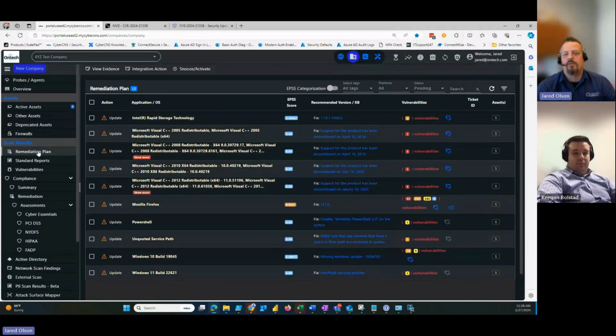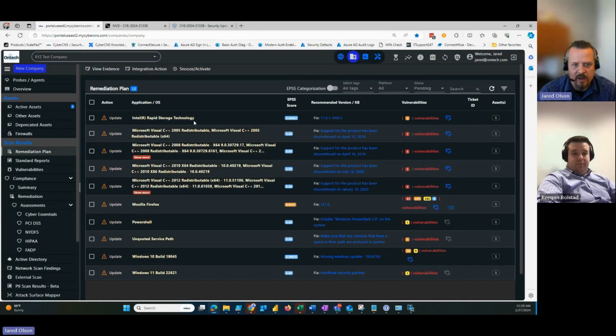So in here, Keegan was referring to the remediation plan. This gives you more of a holistic view where you don't have to drill into individual assets. You can see, okay, what application requires an update, what's the recommended version, and how do I fix that, and then what assets have this vulnerability on them.